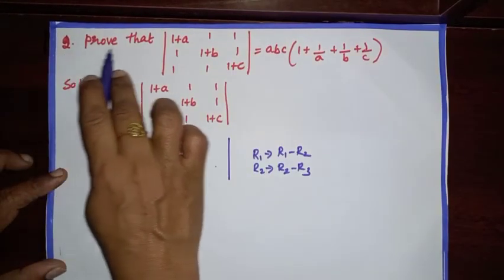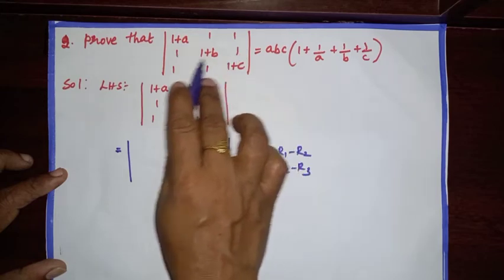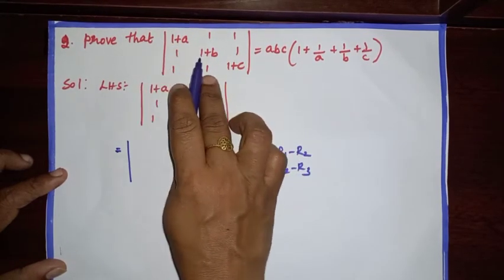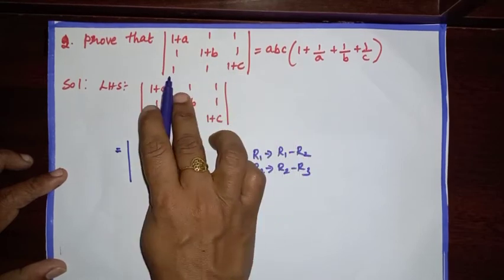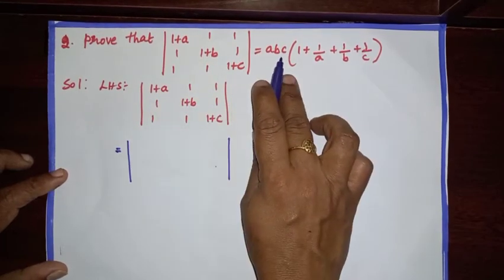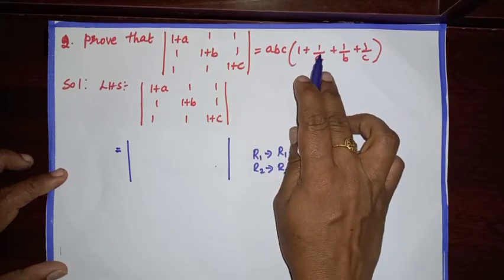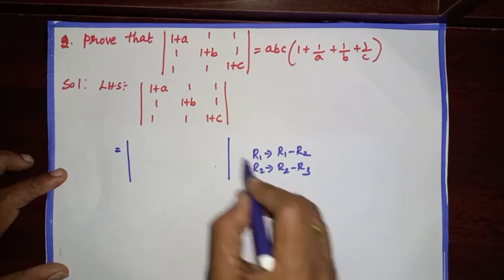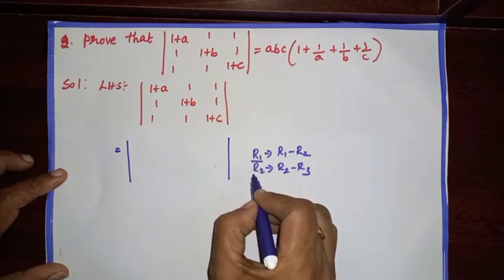Question number 2. Prove that the determinant with first row 1 plus A, 1, 1, second row 1, 1 plus B, 1, and third row 1, 1, 1 plus C equals ABC into 1 plus 1 by A plus 1 by B plus 1 by C. So I am going to make changes in R1 and R2.